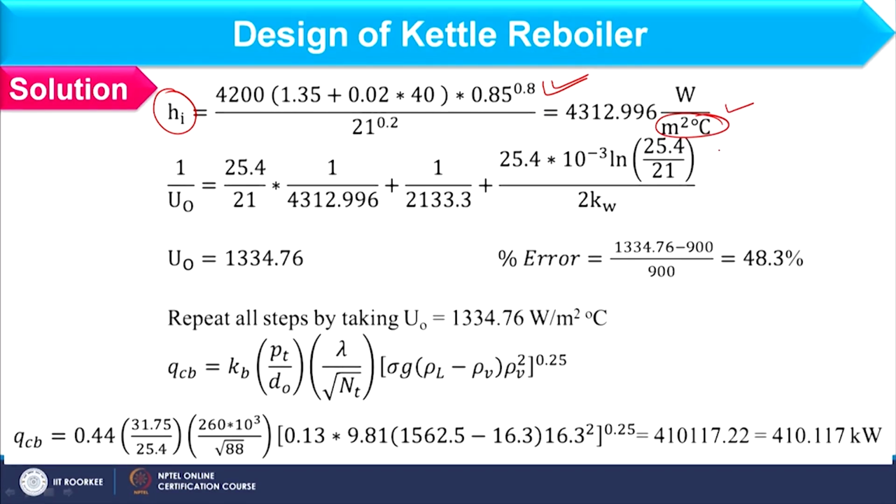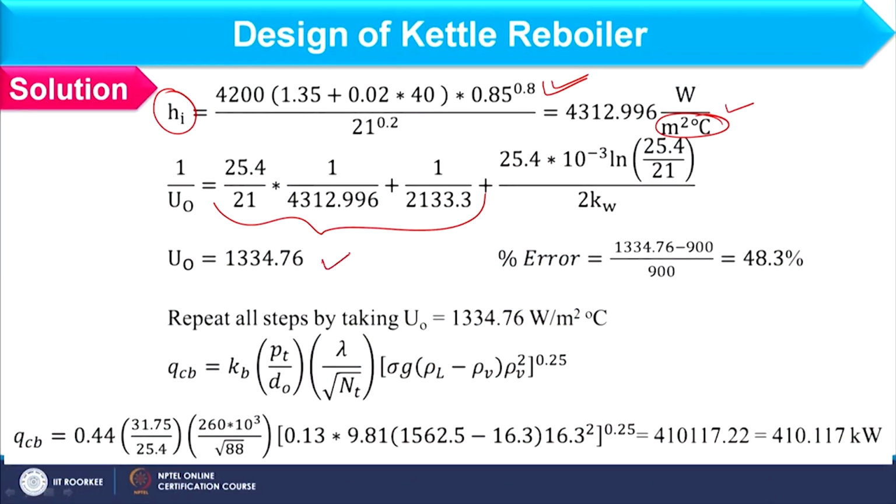So, as you have the value of Hi as well as Ho, you can find out the overall heat transfer coefficient. In this problem, dirt factors of the two fluids are not given to us. Along with this, the thermal conductivity of the tube material is also not known to me. Okay. So, we will eliminate those three terms, the dirt factors as well as the thermal conductivity of the material. So, based on these two terms, Hi as well as Ho, we can find out the overall heat transfer coefficient value as 1334.76 watt per meter square degree Celsius.